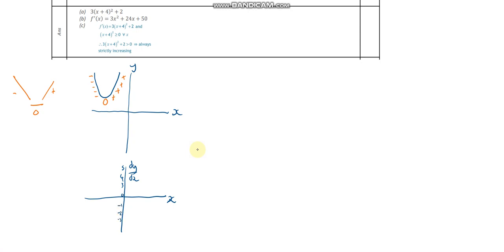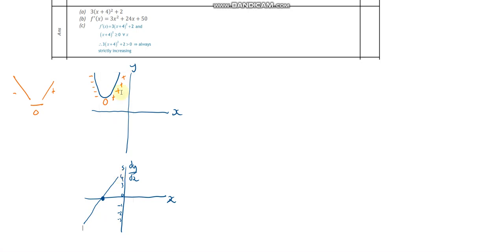So I know at this point here, I've got 0 gradient. And I know before this point, I've got negative gradients, and after it, I've got positive gradients. So I'm going to have a differential graph that looks something like that. Because this part of the line is going to return negative gradients, and this part of the line is going to return positive gradients.